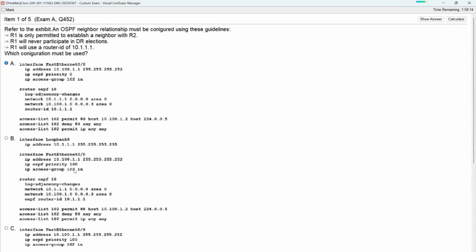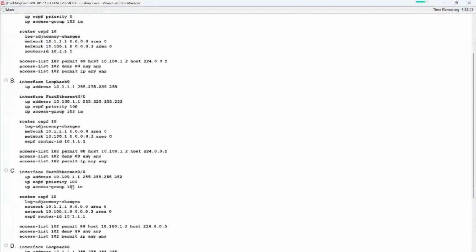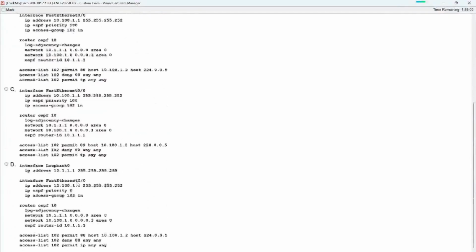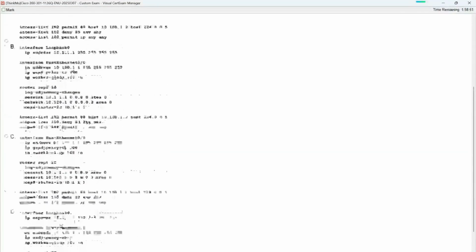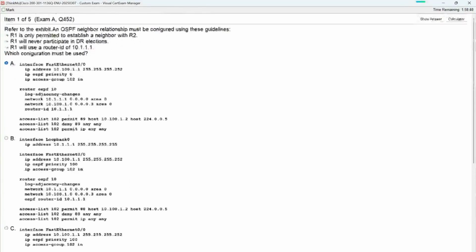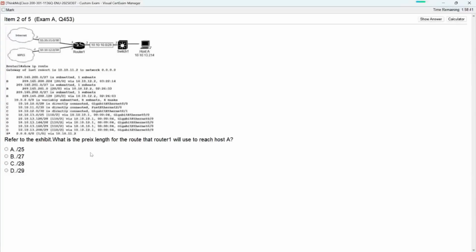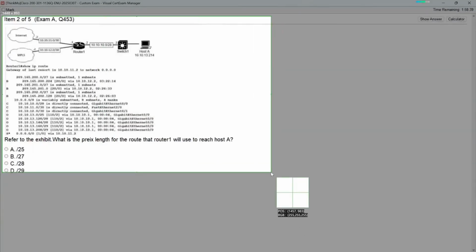Now looking at B, B has its priority set to 100, so it does not withdraw from the election. In configuration A, the priority is set to 0, which means I withdraw from the election and do not participate in the DR election. Both B and C have their priority set to 100, so these 2 options are excluded. As for D, its OSPF router ID configuration command is incorrect. For OSPF, you don't add router in front, only EIGRP and BGP use router, right? So the correct answer is A. Let's check the correct answer. Choose A. All right, let's look at the second question.